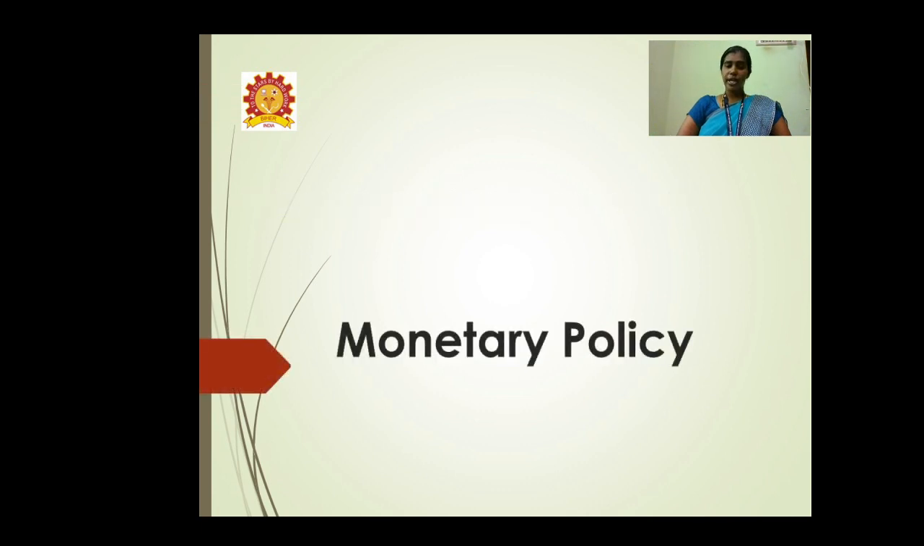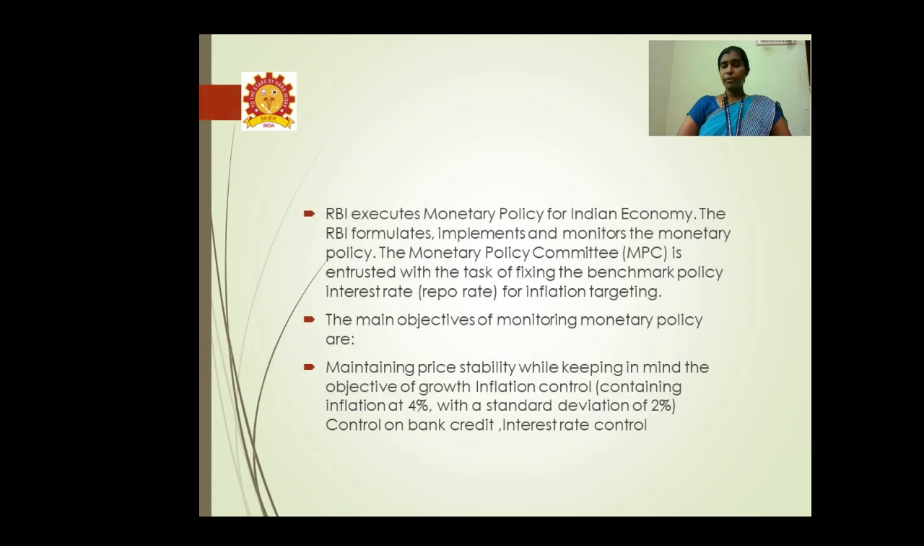Next important concept is monetary policy. RBI executes monetary policy for the Indian economy. The RBI formulates, implements and monitors the monetary policy. The Monetary Policy Committee is entrusted with the task of fixing the benchmark policy interest rate, that is the repo rate, for inflation targeting. The main objective of monetary policy is maintaining price stability while keeping in mind the objective of growth. Inflation control: containing inflation at 4% with a standard deviation of 2%. Controls on bank credit and interest rate control.